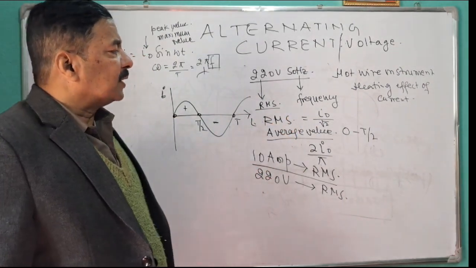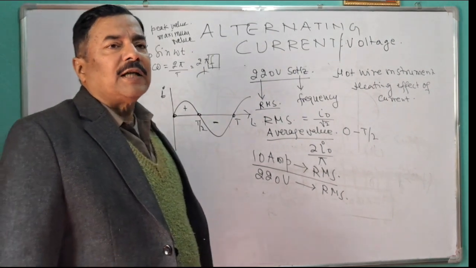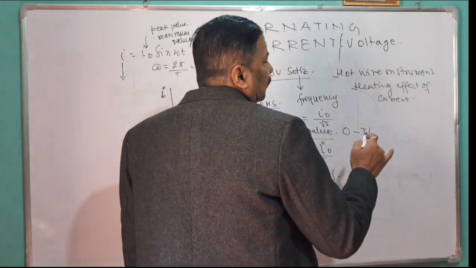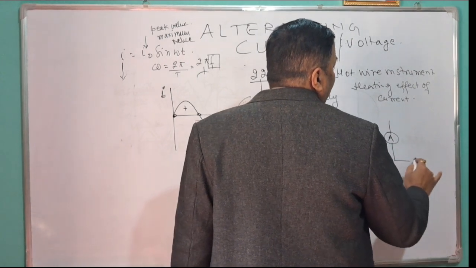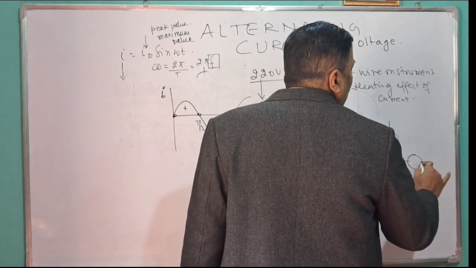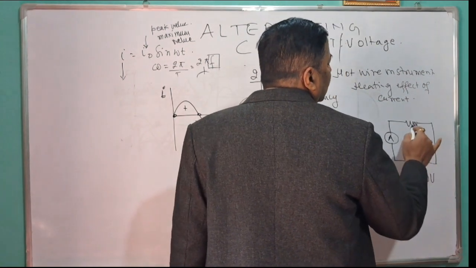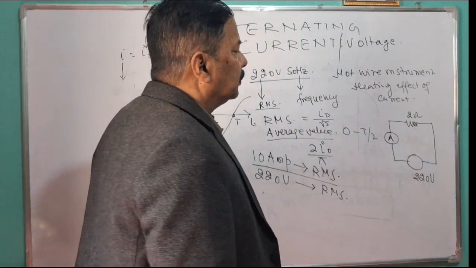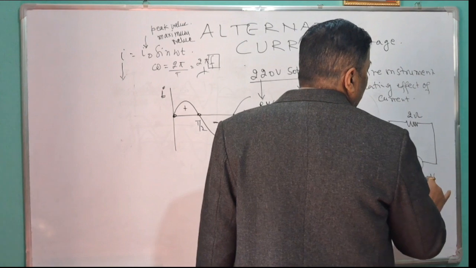Now we will try to understand the RMS value and the average value. First of all, we will try to understand the average value of AC. Suppose I am taking an ammeter. This is a hot wire instrument, and here I have given the supply of 220 volt. And here is a resistor. Suppose this resistor is 2 ohm. With this resistor 2 ohm and 220 volt, this is the RMS value, and the supply is 220 volt.